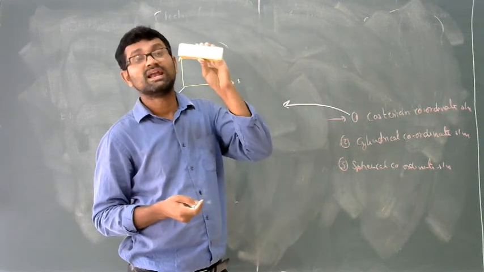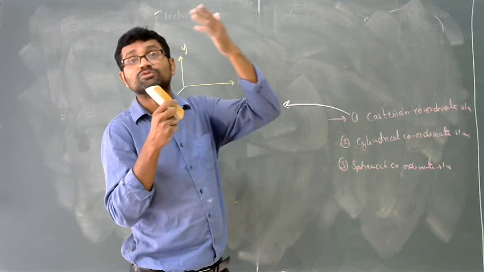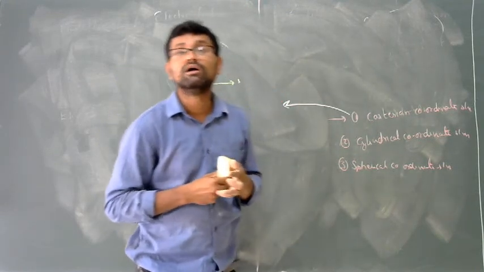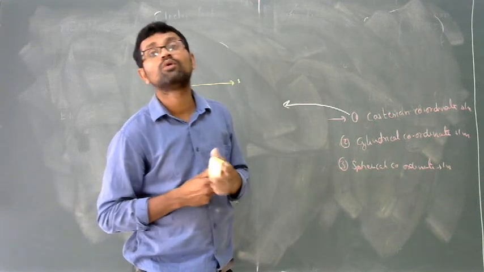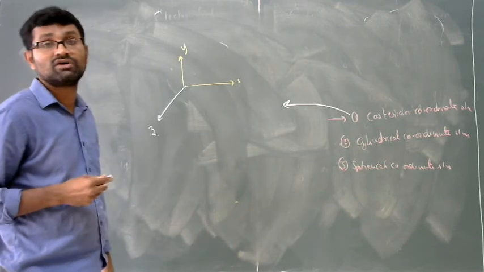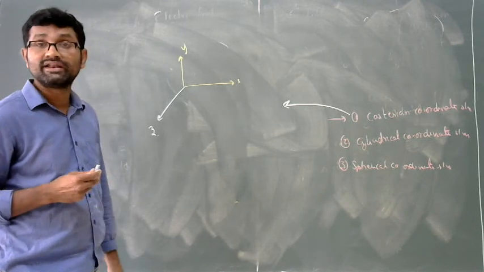To know how the electric field varies with respect to time through the medium, we are going to study the coordinate systems. In coordinate systems, again there are three types: the Cartesian coordinate system, the cylindrical coordinate system, and the spherical coordinate system.